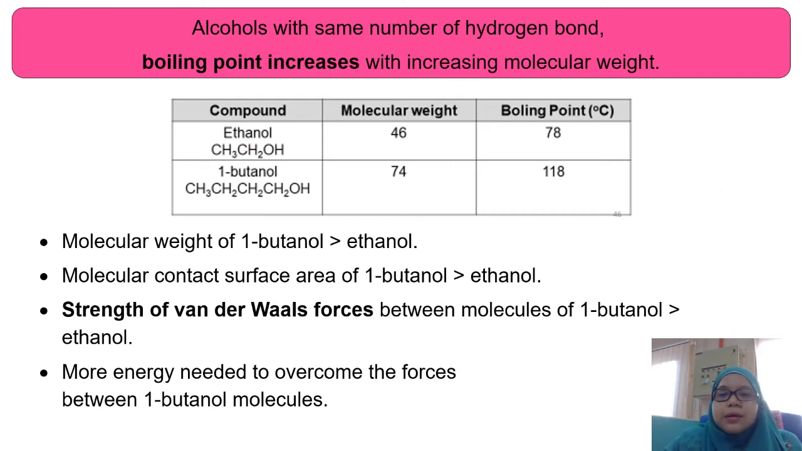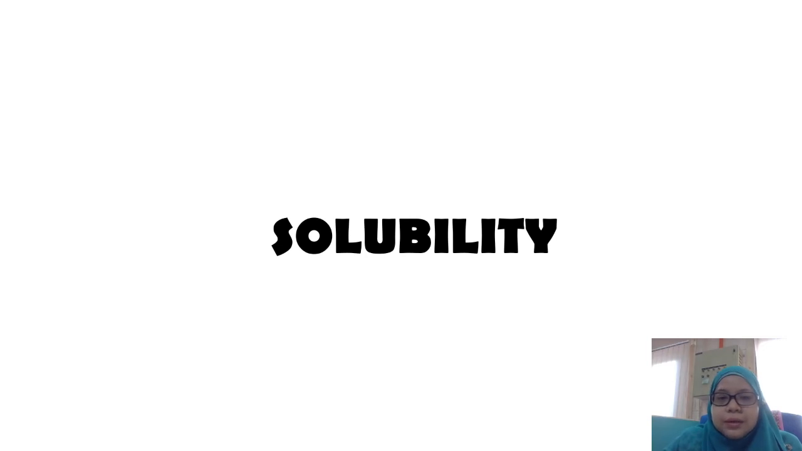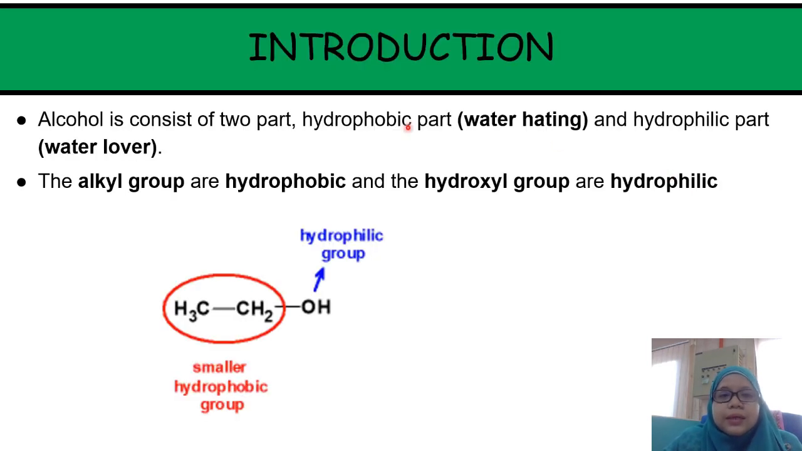Okay, so we look at the solubility. Alcohol consists of 2 parts, which are the hydrophobic part, the water-hating part, and the hydrophilic part, the water-lover part. Why the water-hating part? Because the hydrophobic part cannot form hydrogen bonds with water, but the hydrophilic part can form hydrogen bonds with water molecules. So that's why the hydrophilic part is called the water lover.